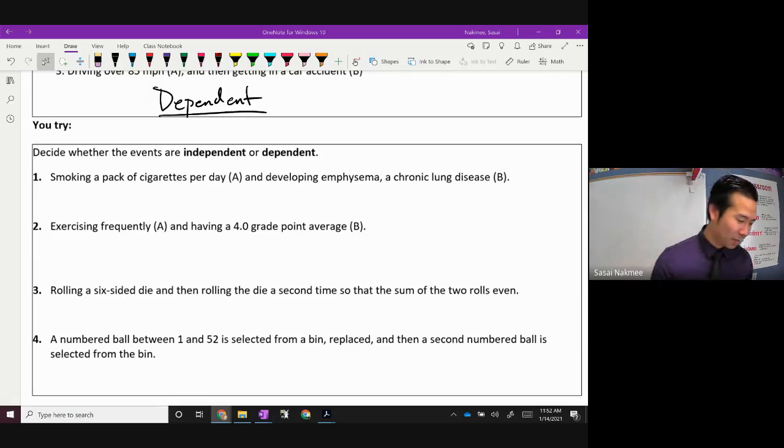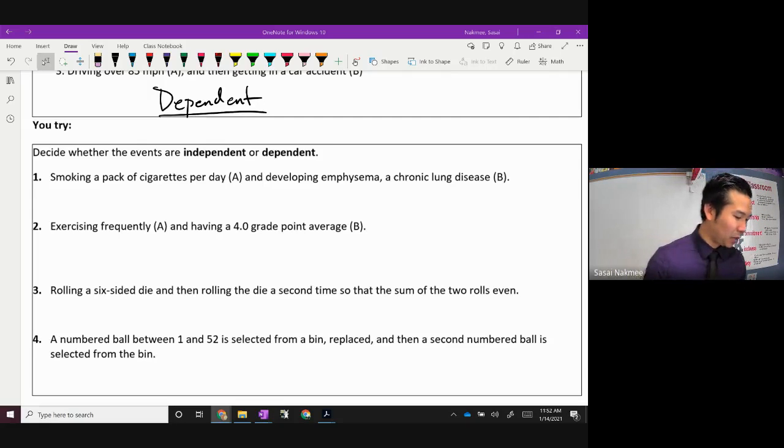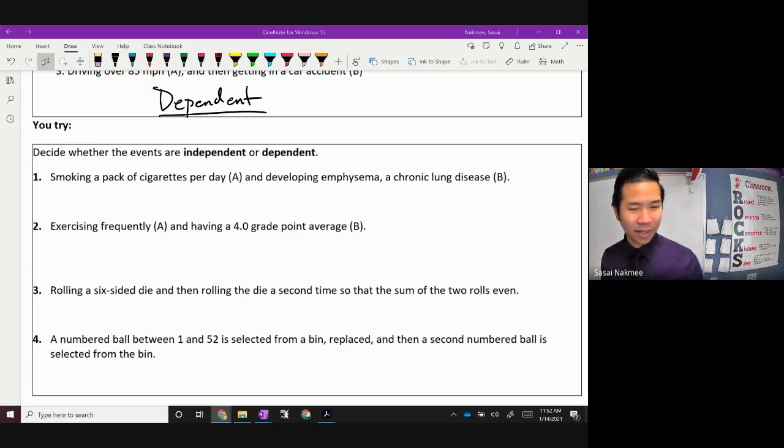Is that dependent or independent? What do you think? And last but not least, a numbered ball between 1 and 52 is selected from a bin, replaced, and then a second numbered ball is selected from the bin. Is that independent or dependent? And I'll get you guys to answer that.